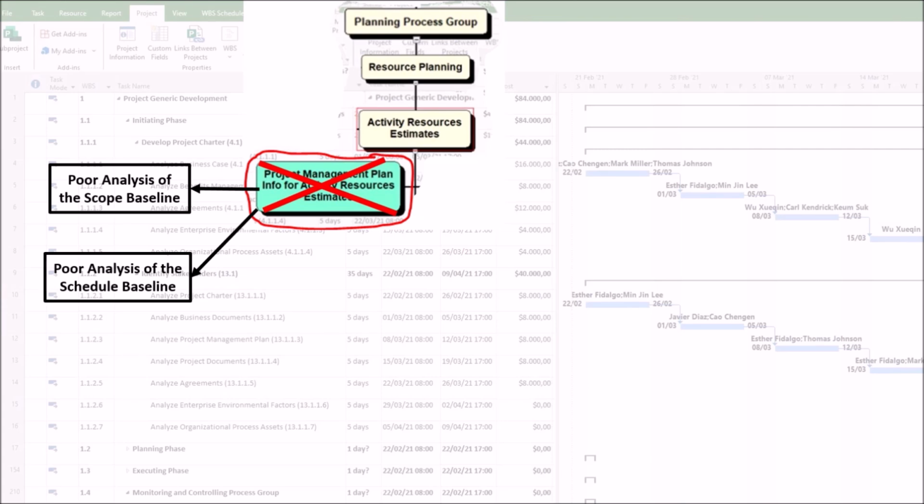Second, it leads to resource overallocation and burnout, or the costly last-minute need to hire contractors. It also causes project delays when the right resources aren't available at the right time.